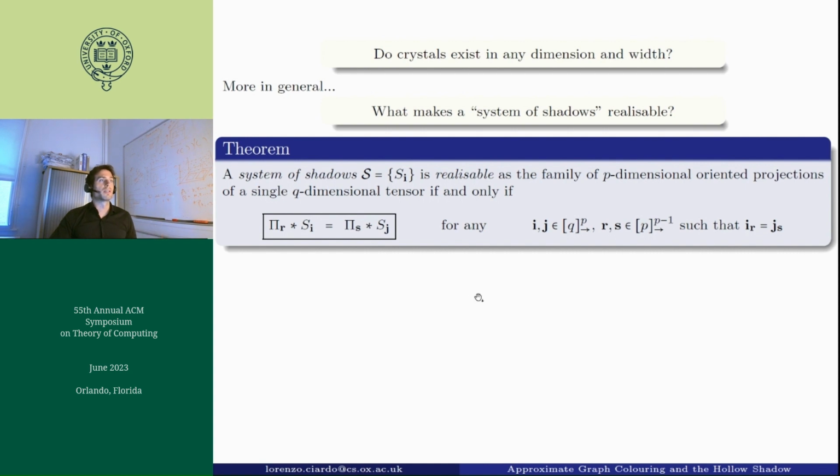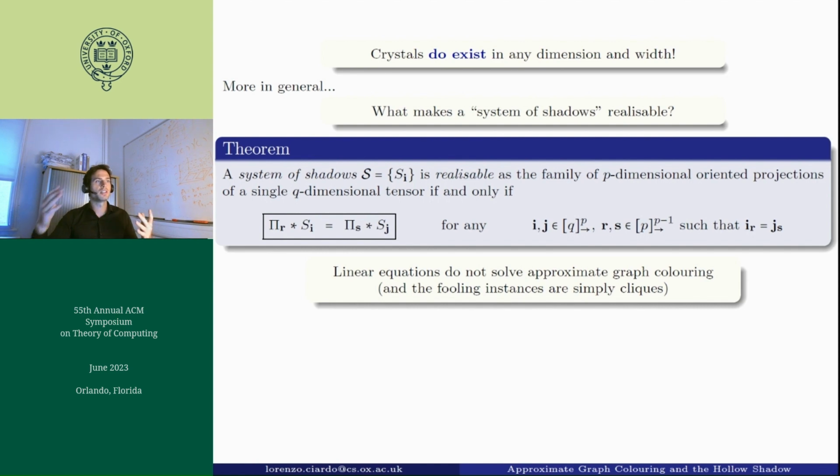Okay, so actually the proof that we have for this is constructive. So whenever we have a system of shadows satisfying this geometric requirement, then we are able to actually build a tensor realizing these projections. And this also tells us that we may consider a system of shadows such that every member is the same tensor. And then we have to check that this satisfies this geometric condition. And once we do it, then we know for free from this theorem that this system is realizable. So there exists a tensor such that if I project it, I obtain the same thing. In other words, this tells us that crystals do exist in any dimension and width.